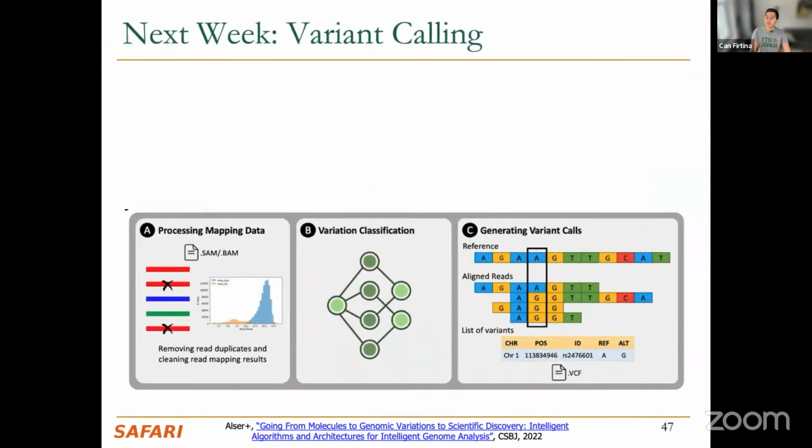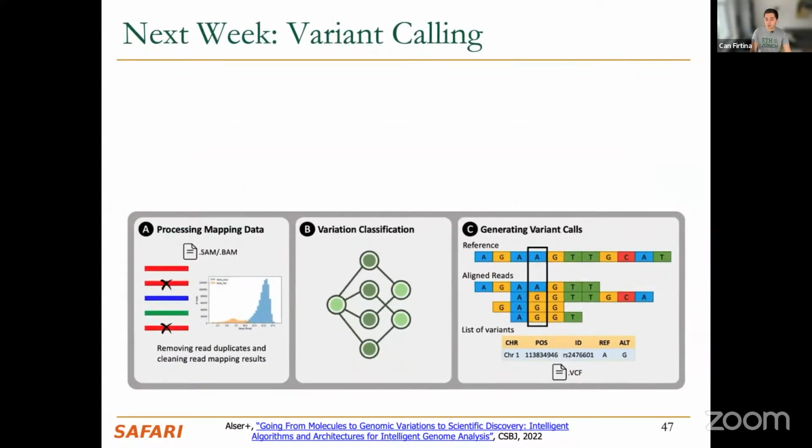And also, we're going to briefly cover the steps in variant calling, which uses the alignment information of reads and tries to correctly identify the mutations in an individual compared to the reference genome.